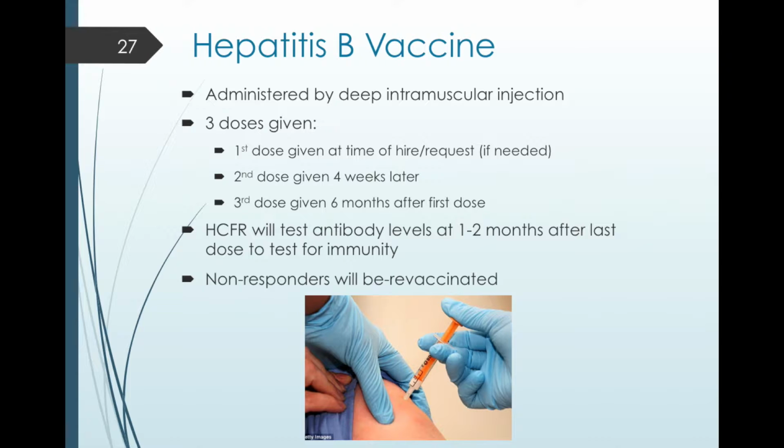There are specific time frames that are listed here, and when the whole series is done, about 1 to 2 months after the last dose, there will be a test for immunity. A titer will be drawn. If an individual does not respond to the initial 3-dose series, they will be revaccinated.